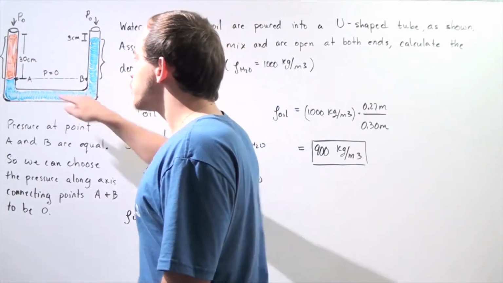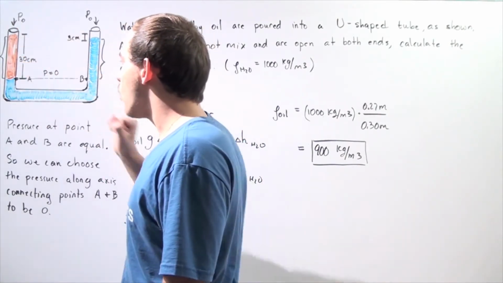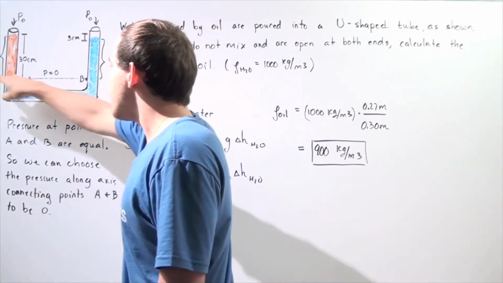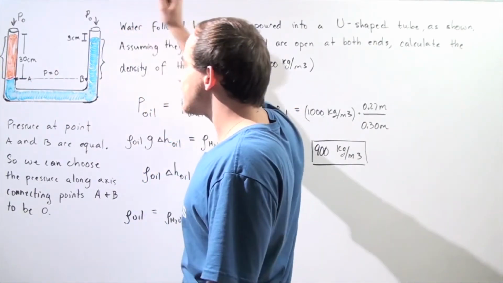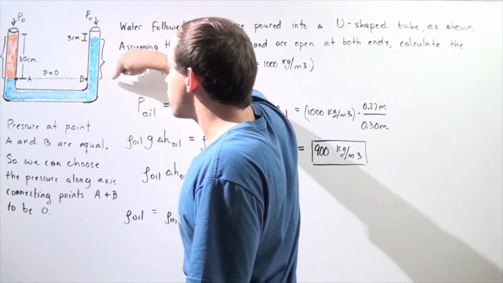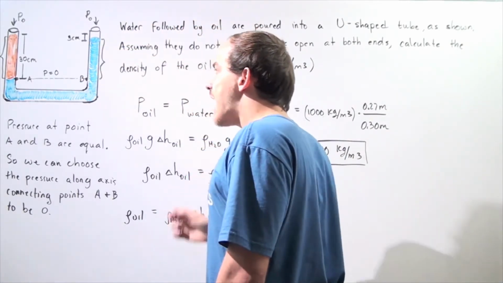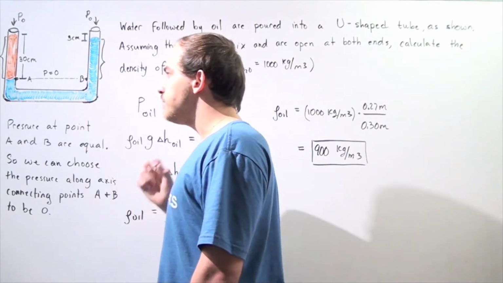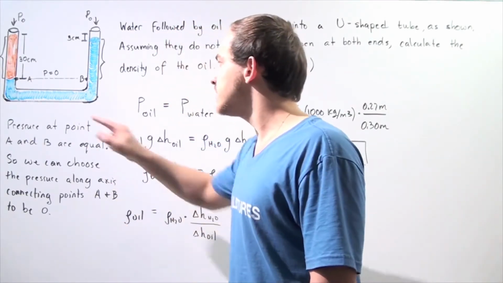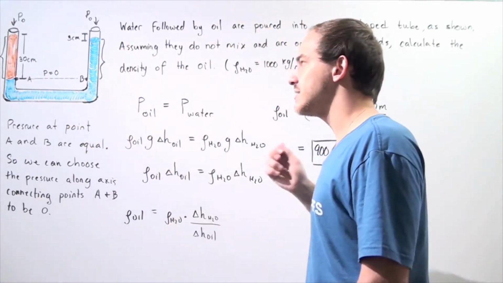So let's choose point A to be the point between the oil and the water. And if we draw a horizontal axis along point A, it will pass through some point along this section of the tube, and let's call it point B. Now notice the vertical distance between point A and point B is 0, and so that means the pressure at point A and point B is exactly the same.